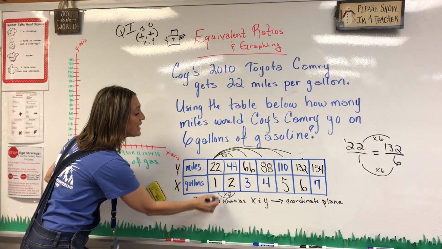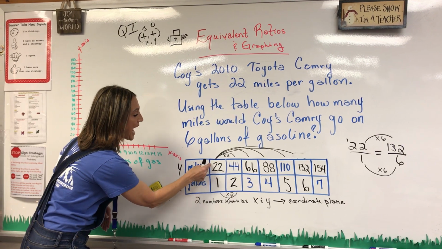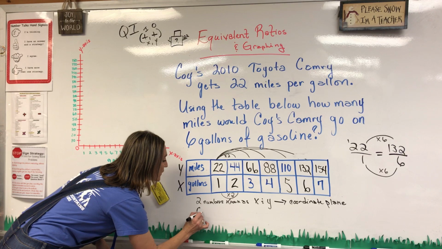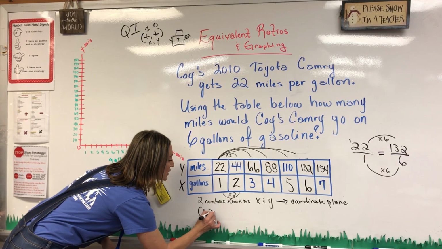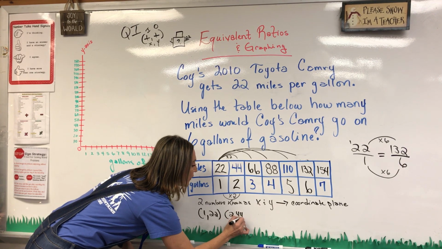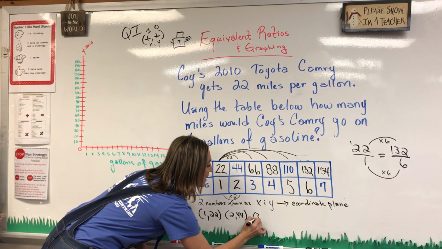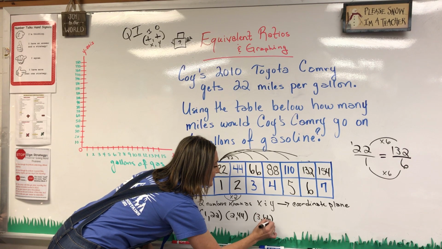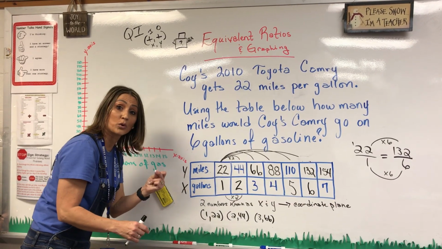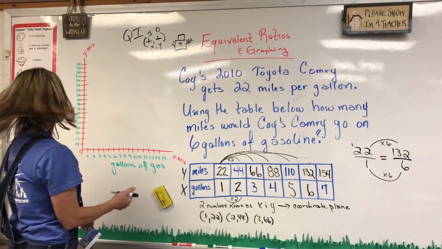So that's what we've done in this table. And I can now grid these by using input, output, X and Y. So my first ordered pair is parentheses 1, comma, 22. Then I have parentheses 2, comma, 44. 3, parentheses 66, and so on and so on and so on. And every time I create one of those ordered pairs, I then can graph it on my grid.